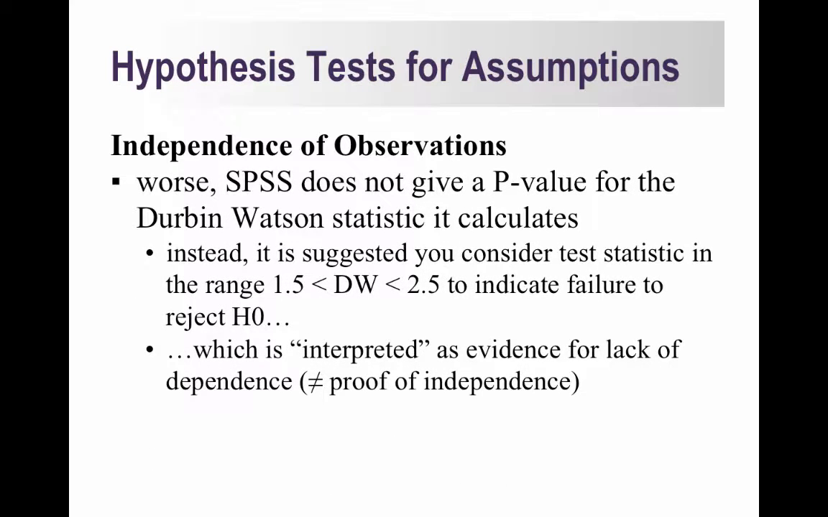Worse, SPSS does not actually give a p-value for the Durbin Watson test statistic. Instead, it gives the Durbin Watson statistic, and we're asked to compare that to an interval of 1.5 to 2.5, where if it falls outside that interval, we would be inclined to reject the null hypothesis, which indicates that there would be an autocorrelation between the errors, which is not desired. If we end up in this range, then we interpret this as evidence for lack of dependence, or in this case, the hope is proof of independence, but that's actually not possible.